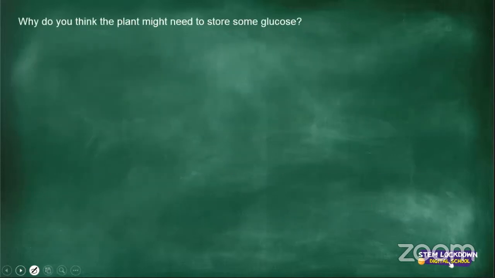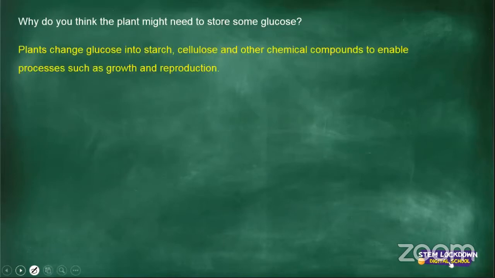Okay. So now, why do you think that the plant might need to store some glucose? So there's a reason why it stores the glucose. Plants basically change the glucose into starch and into cellulose and other chemical compounds to enable processes such as growth and reproduction. So basically, it stores the glucose and it converts it into starch. So it allows the plant to grow and to reproduce.